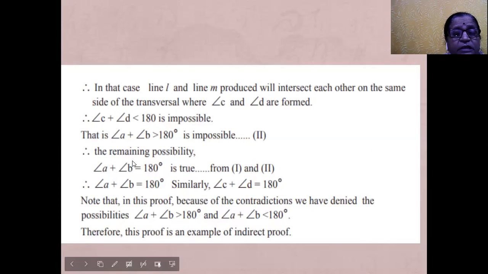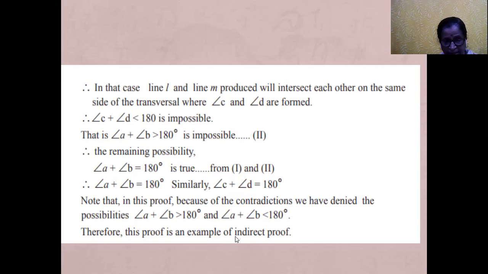Therefore, the third possibility, that angle A plus angle B is equal to 180, is true from 1 and 2. So angle A plus B is equal to 180. Similarly, angle C plus D is also 180. So the first possibility and second possibility are not true. Therefore, this proof is explained as an indirect proof.